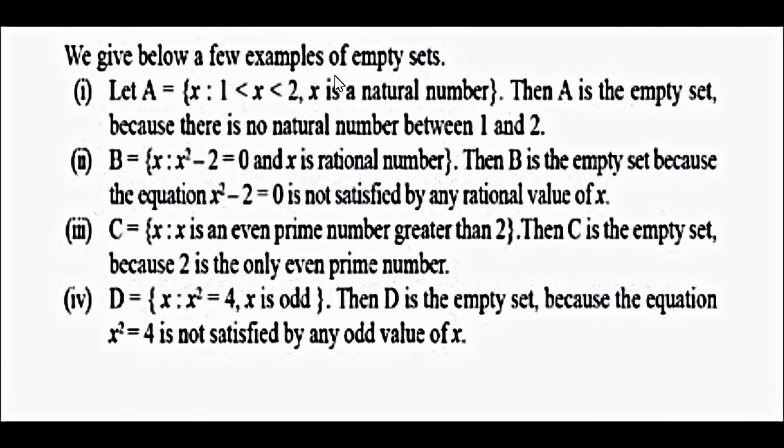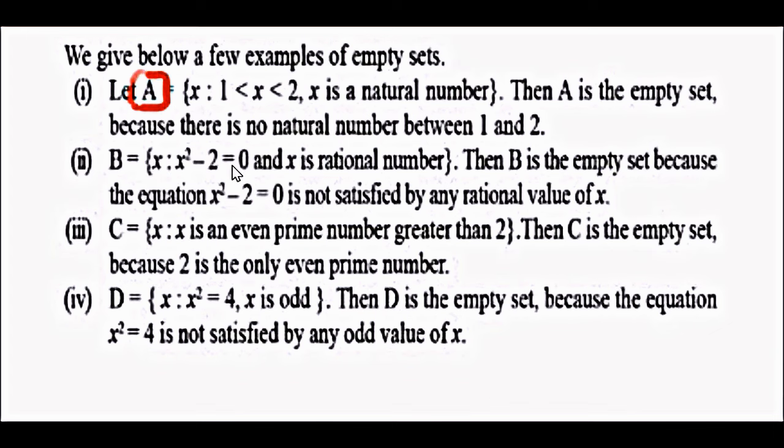Let us take some example. Any natural number between 1 and 2. Is it possible for you to find any number between 1 and 2? 1 is a natural number, and after that we have 2 as a natural number. So there are no numbers in between. So this A will be an empty set.